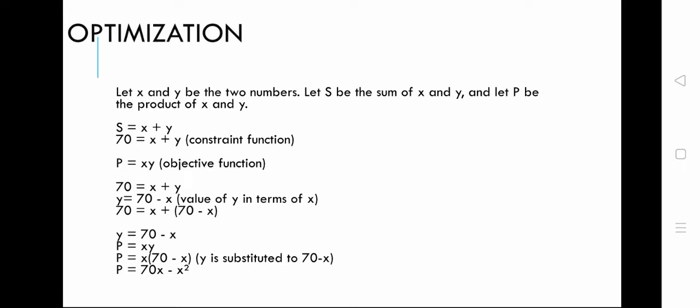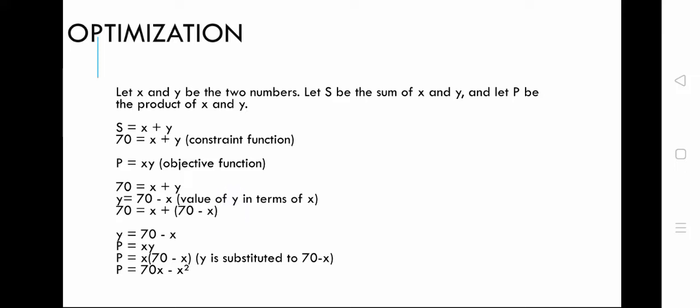So furthermore, we have the objective function. Dito, maaari natin siyang malahad talaga. We have P equals xy, which is the product of x and y. Walang value ng P, and yun yung hahanapin natin. So now let's solve for the value of y in the function. So parang hanapin natin yung value ng y in terms of x. We have 70 equals x plus y, so y equals 70 minus x.